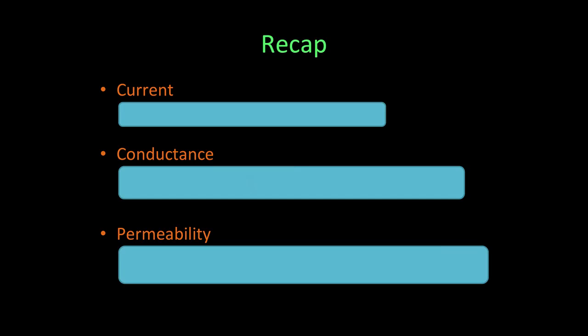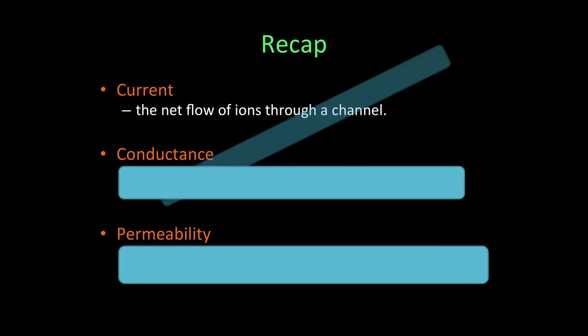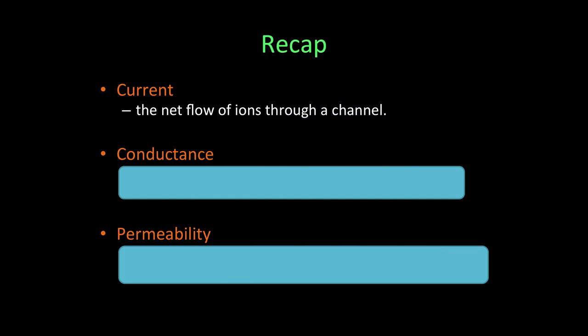So this is a little tester. Tell me what current is. Write it down. You should have your pen and your paper there. Write down what you think is the definition for current. You should have correctly said net flow of ions through a channel. So you have one correct so far.